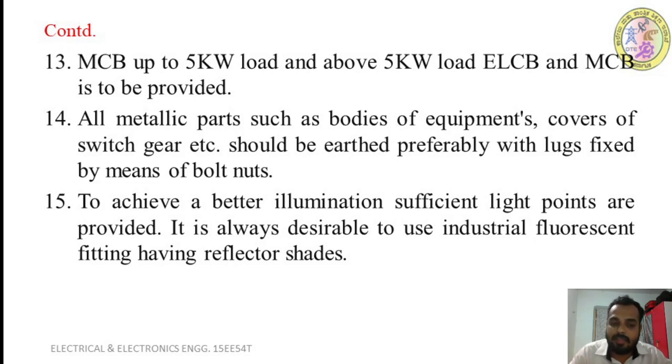Next, the last code of practice: to achieve better illumination, sufficient light points are provided. It is always desirable to use industrial fluorescent fittings having reflector shades. In a workshop we have to provide sufficient lighting so that workers are not affected by a poor lighting system and can work without any difficulty. For that, normally we use twin fluorescent fittings with reflectors in factories.